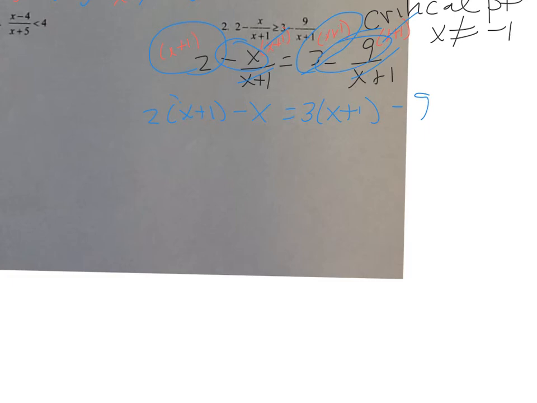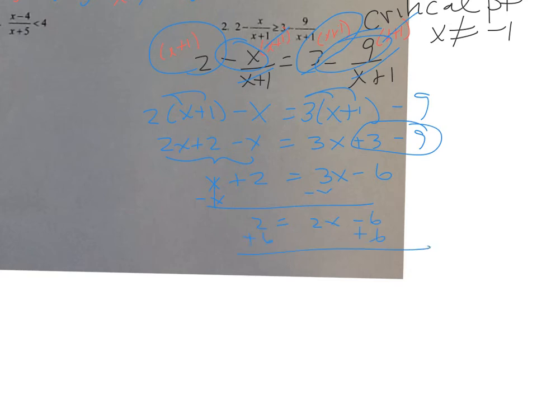Now I'll distribute the 2, so I get 2x + 2 - x equals, distribute the 3, 3x + 3 - 9. 2x minus x on the left side is x + 2 equals 3x, and then 3 minus 9 is negative 6. Subtracting x, 2 is equal to 2x - 6, plus 6, 8 is equal to 2x, and x is equal to 4.